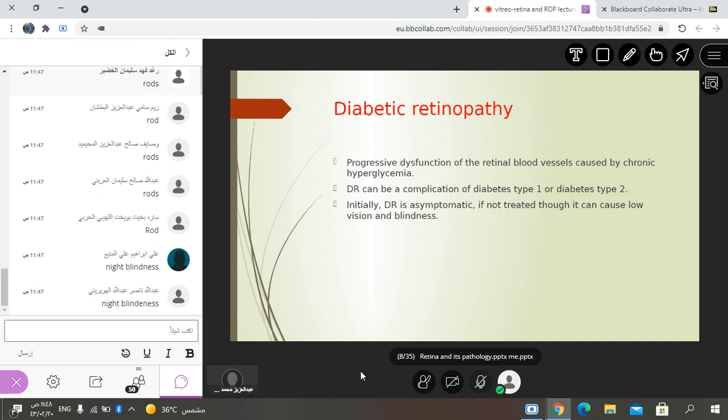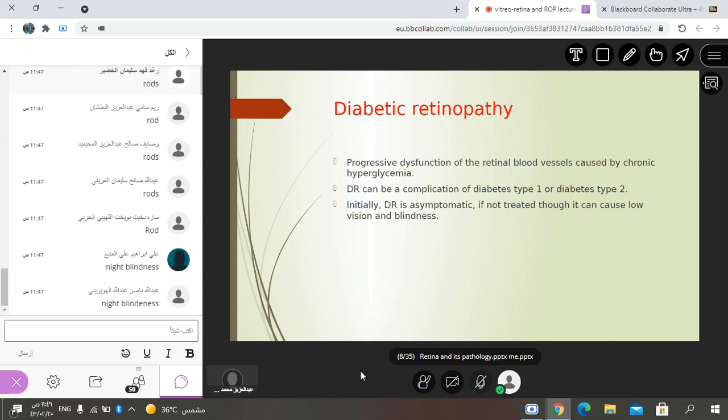Diabetic retinopathy defined as a progressive dysfunction of the retinal blood vessels caused by chronic hyperglycemia. There are many causes. One of them is just the underlying cause is hyperglycemia, but they have an inflammatory component. Diabetic retinopathy can be a complication of diabetes type 1, type 2, or gestational diabetes.